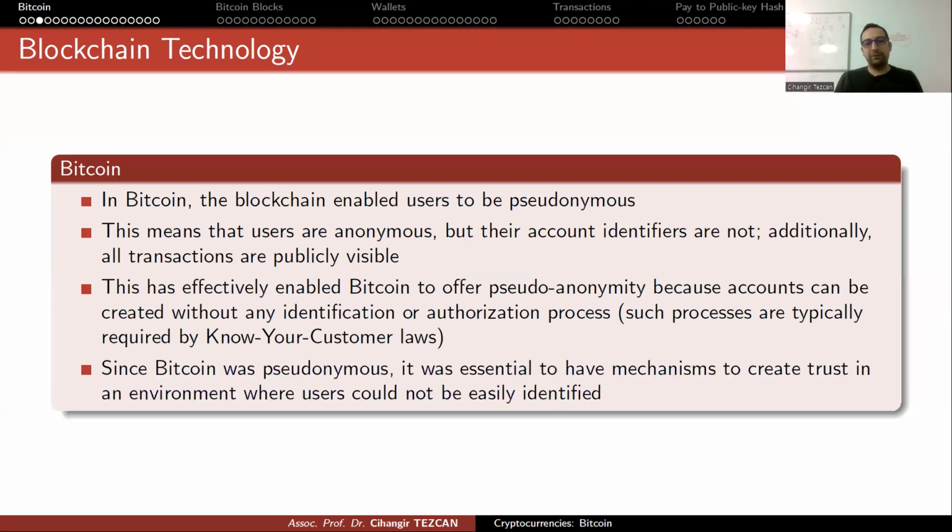Since Bitcoin was pseudonymous, it was essential to have mechanisms to create trust in an environment where users could not be easily identified. And actually, this is the thing. Most of the time, we don't know almost 99% of the network, right? Because we don't know which accounts belong to whom.